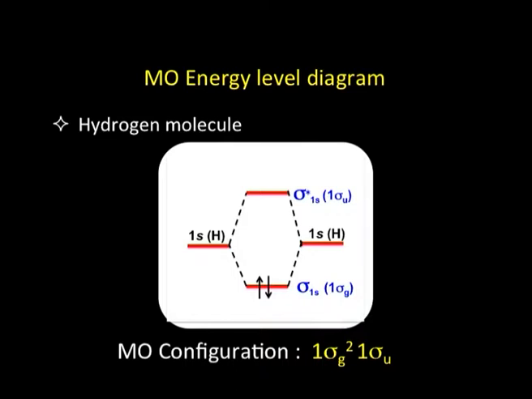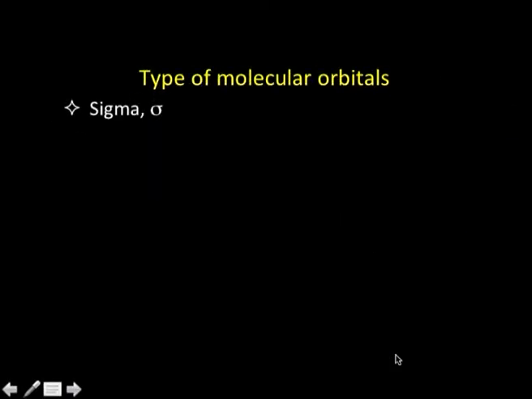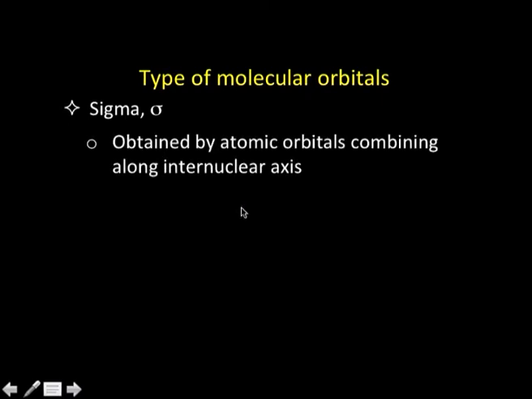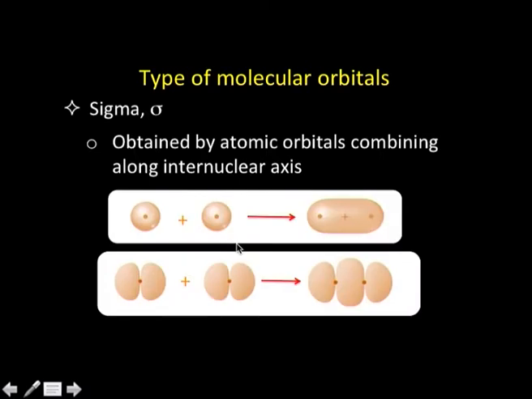Before we proceed, let us understand the meaning of the terms g and u and also the types of orbitals we found. When we talk about molecular orbital types, we said sigma orbital, sigma MO. What does it mean? Sigma molecular orbitals are obtained by atomic orbitals combining along the internuclear axis. Let us take examples here. This is what we just saw right now.